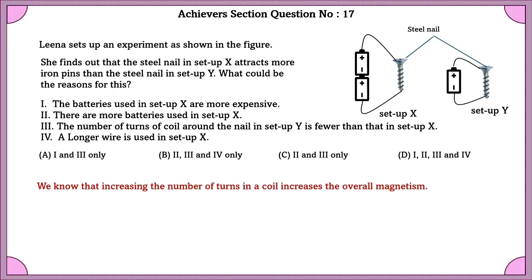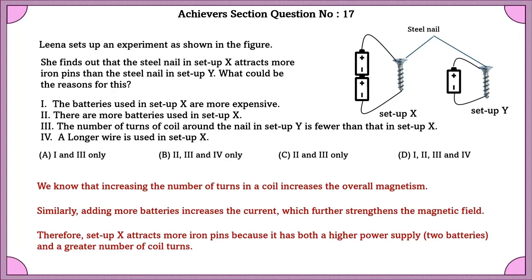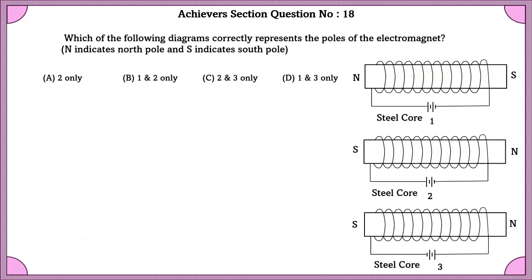We know that increasing the number of turns in a coil increases the overall magnetism. Similarly, adding more batteries increases the current, which further strengthens the magnetic field. Therefore, setup X attracts more iron pins because it has both a higher power supply from batteries and a greater number of coil turns. Achiever section question number 18.